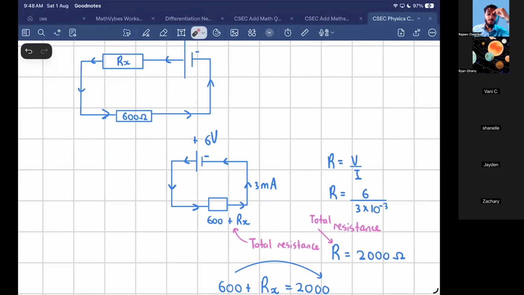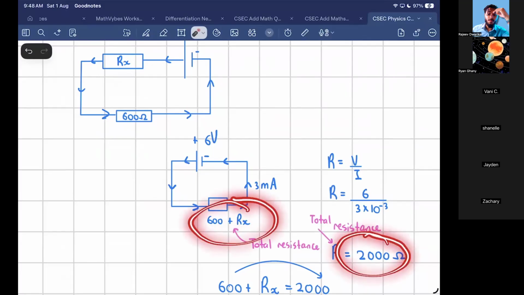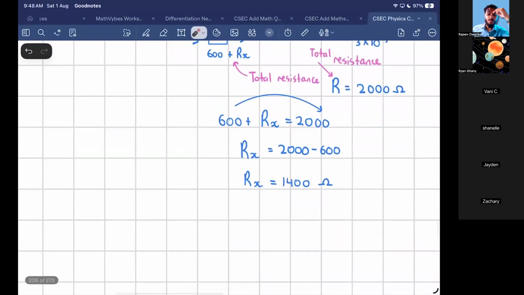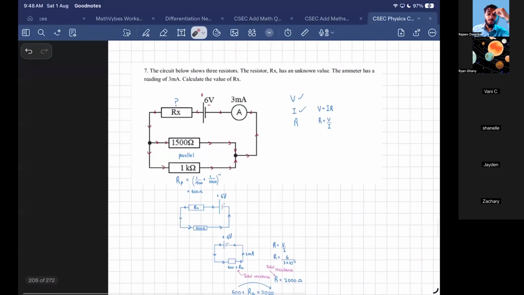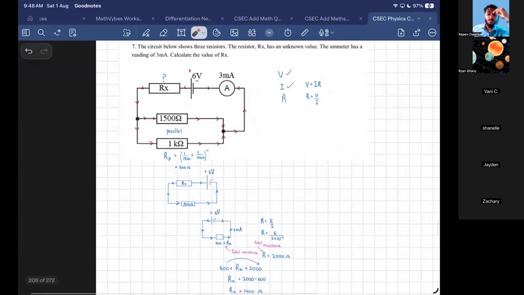400. No. This is the expression for the total resistance. What's the numerical answer? What's the actual answer for the total resistance? 2000 ohms. Exactly. So if you have this as the expression and this as the answer, you can make an equation and you can solve for Rx. Yes, sir. This is a nice question.